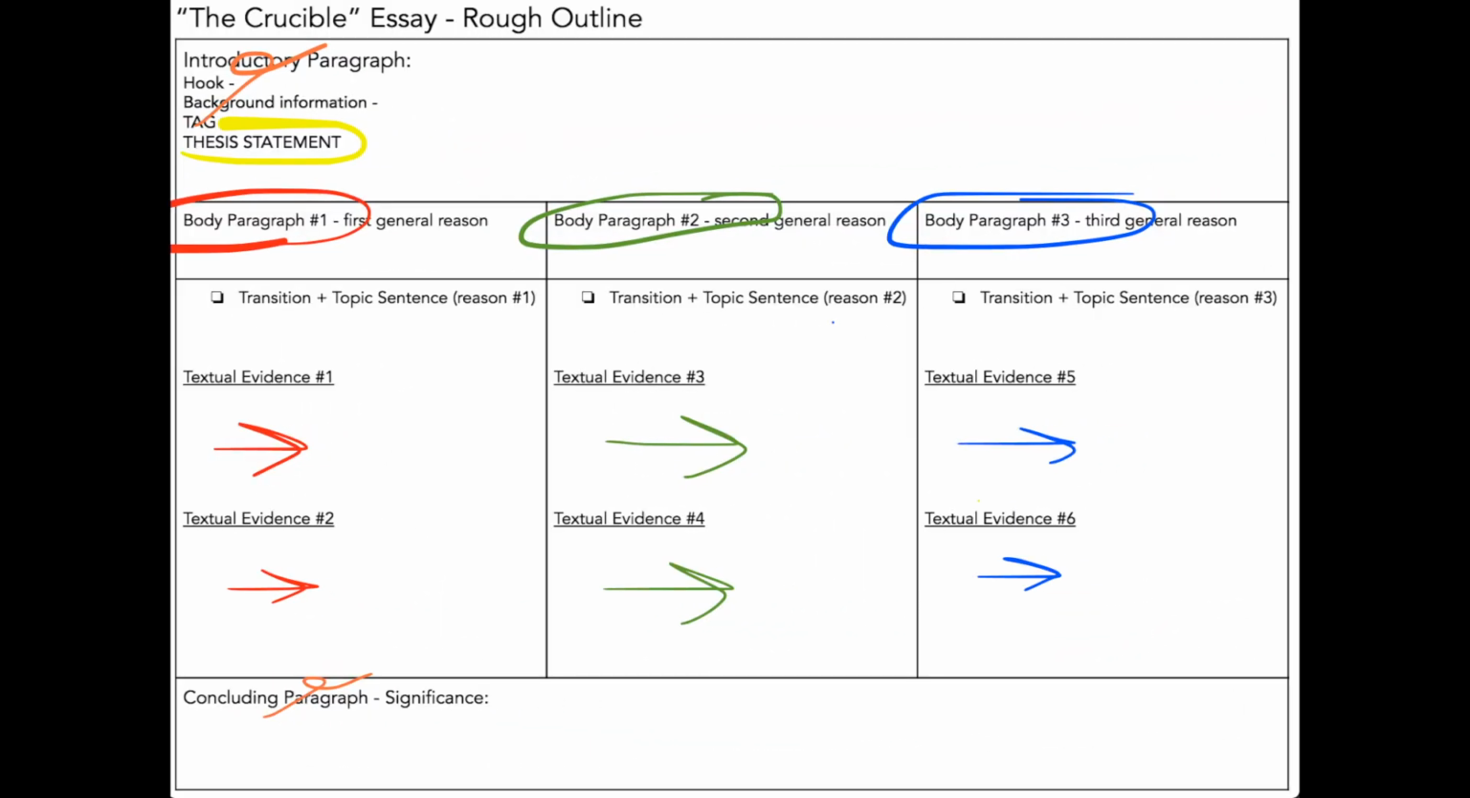Remember, your pieces of evidence need to be different from each other. You have to have 6 different pieces of evidence, so 2 per body paragraph. These 3 body paragraphs should not be repetitive. They should be very different from each other because they are obviously going to be centered around 3 separate, distinct, unique reasons or ways in which Arthur Miller shows his message. And as you can see by the orange marks that cross out the top and the bottom, you do not have to worry about the hook, tag, and context, background information, or the concluding paragraph today. All you have to do is work on finding your 6 pieces of evidence.